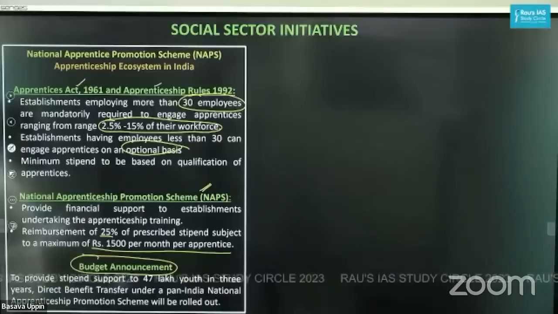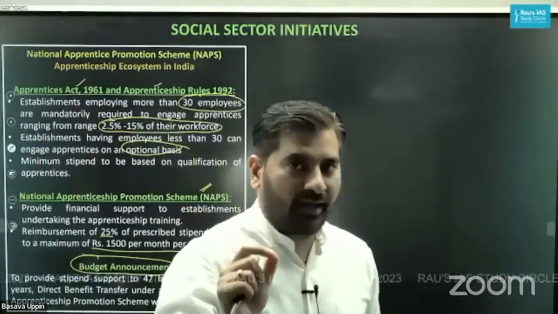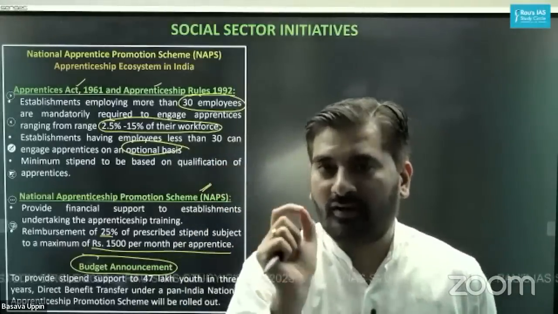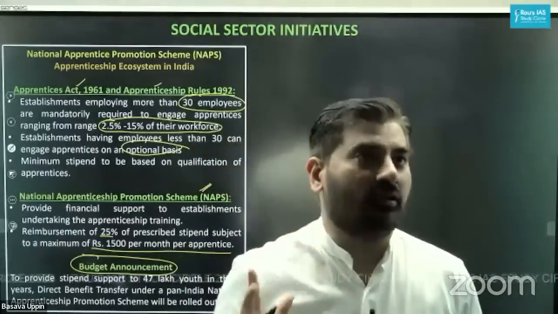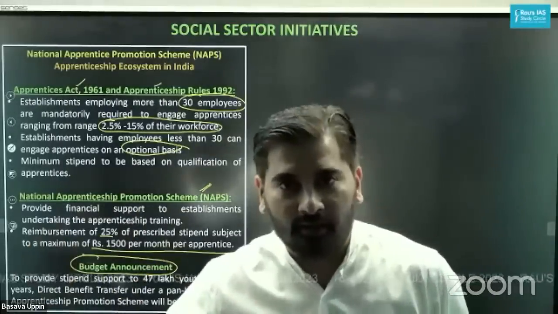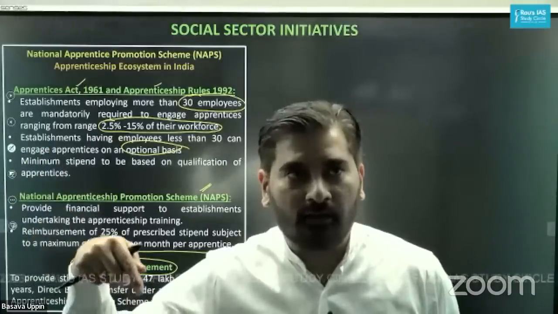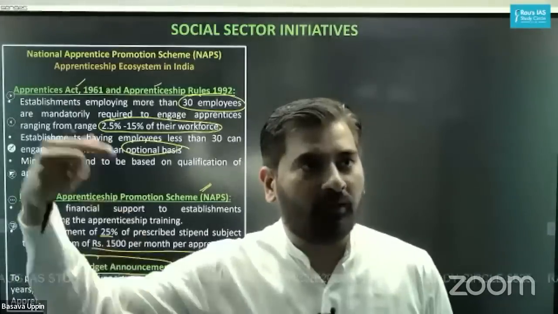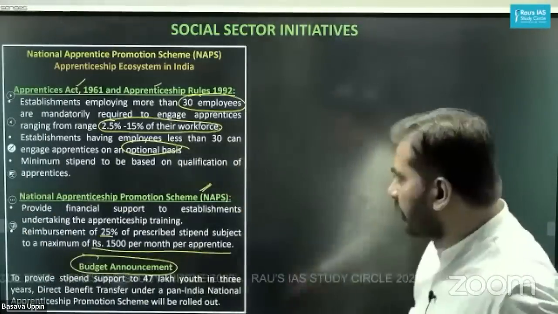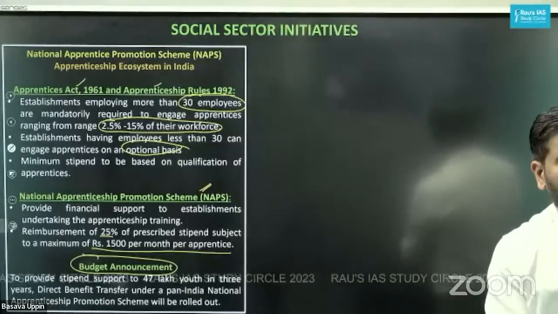The budget announcement is that whatever stipend the government is going to pay to the apprentices, the government will transfer it directly to the beneficiary's account. So if I'm hired as an apprentice in a particular industry, the industry will pay 75% of the stipend directly into my bank account. The remaining 25% of the stipend amount, the government will transfer to my bank account. That's the new concept of apprenticeship. I hope this part is clear.